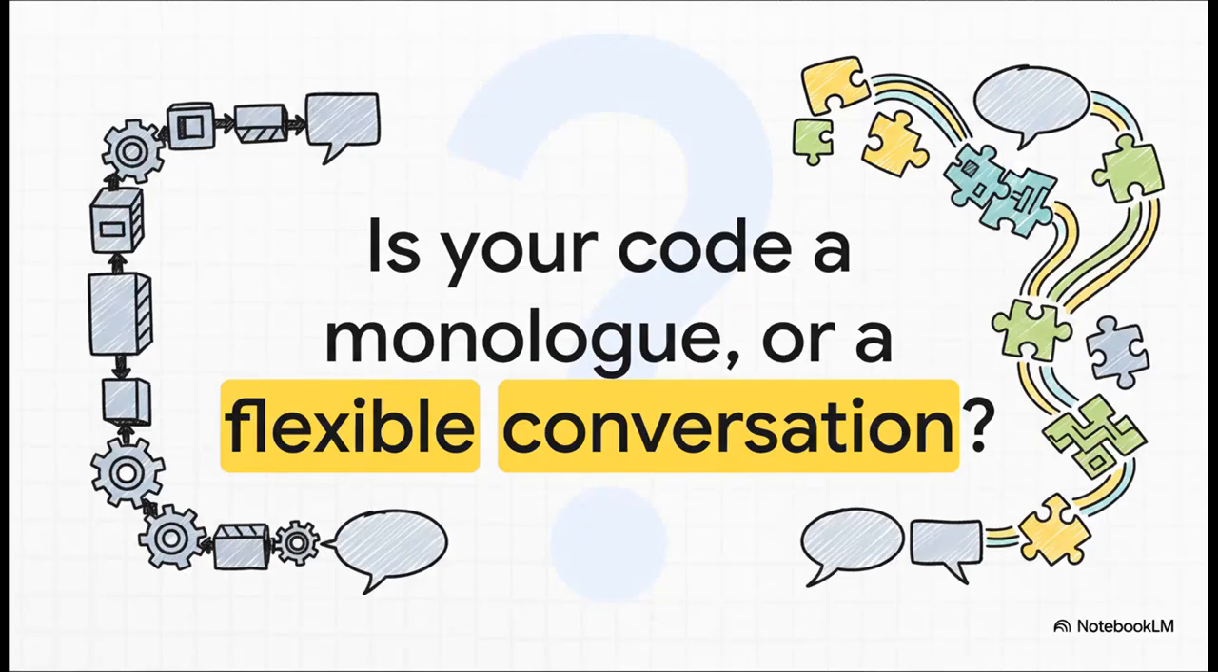So I'll leave you with this final thought. Is your code a monologue where one piece is rigidly dictating everything? Or is it a flexible conversation? Because that's what dependency injection gives you. By decoupling your components, you turn your code from that rigid monologue into a dynamic conversation between all these interchangeable parts.